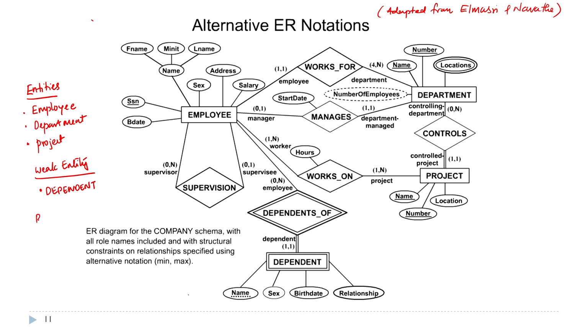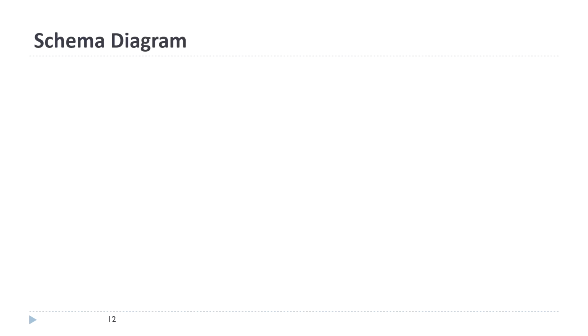And relationships: manages, dependent of, controls, works for, etc., which are all written in these. And there are so many attributes. So, this was the broader idea. Now, our fundamental attempt at this point is to translate this into what we call a schema, or schema diagram.